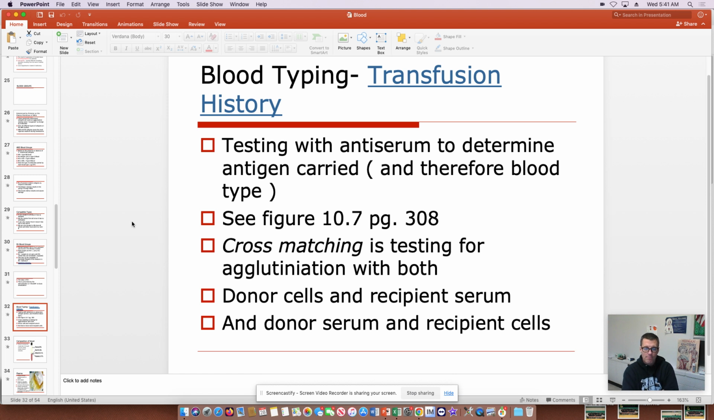Then cross matching is testing for agglutination with both donor cells and recipient serum, and donor serum and recipient cells, kind of to double check that it's going to be compatible.